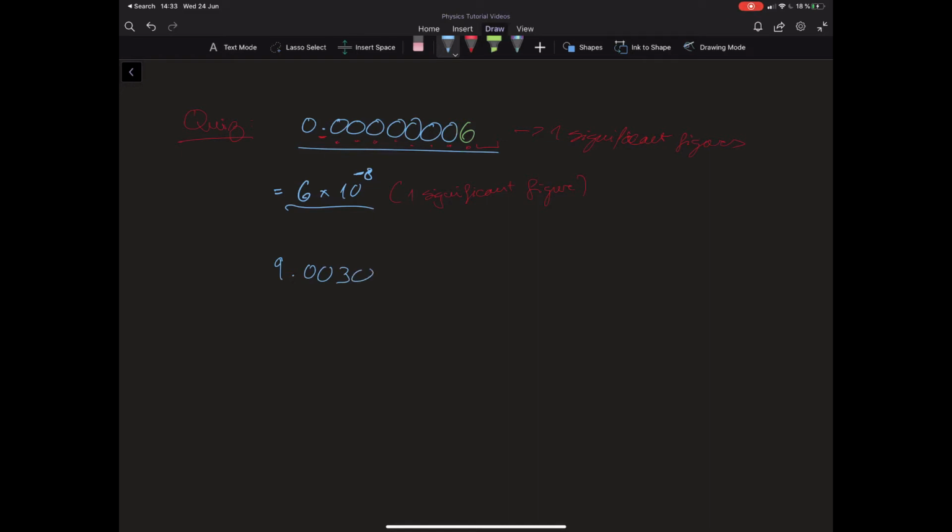Moving on, let's try 9.0030. Okay, so we can see that we have two non-zero figures. There are 2 zeros in between the 9 and the 3, and there's also a trailing 0. Therefore, you just count the number of figures to get the number of significant figures, because all the values here have to be significant. 9, 0, 0, 3, and 0, they're all significant. Therefore, it is 5 significant figures.